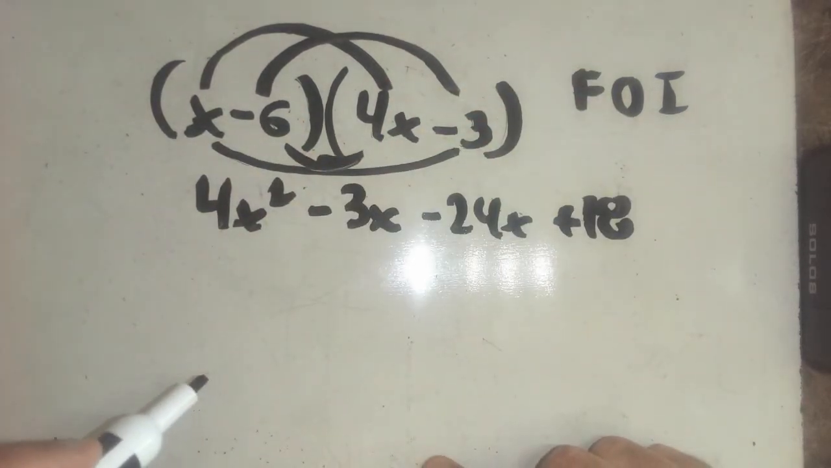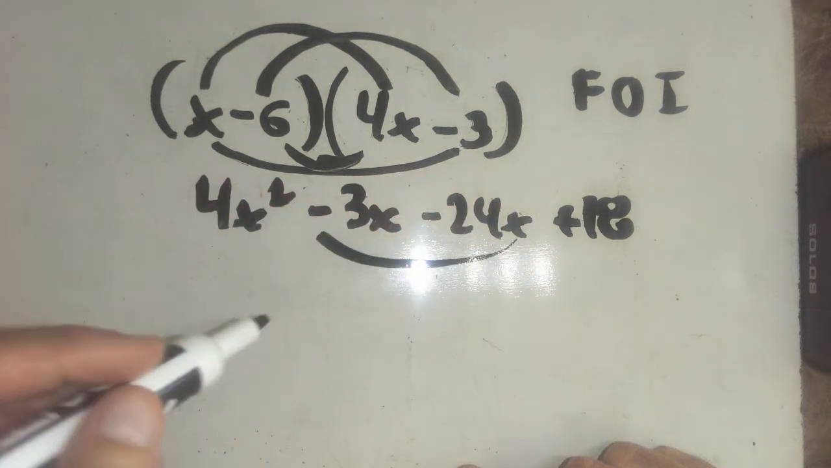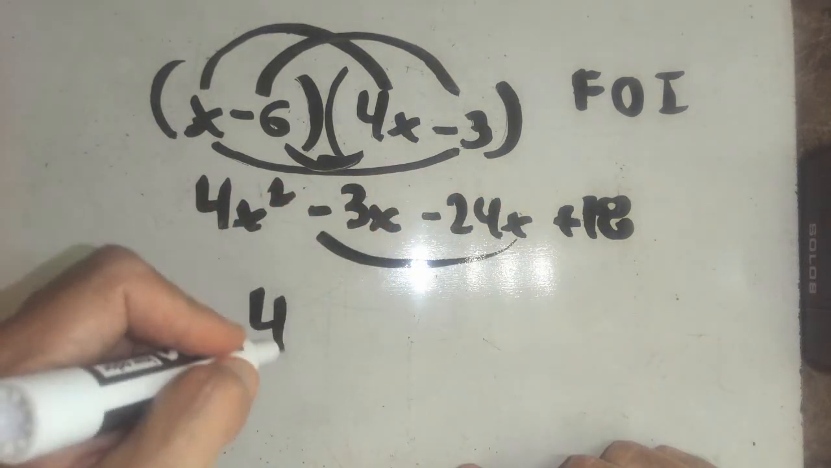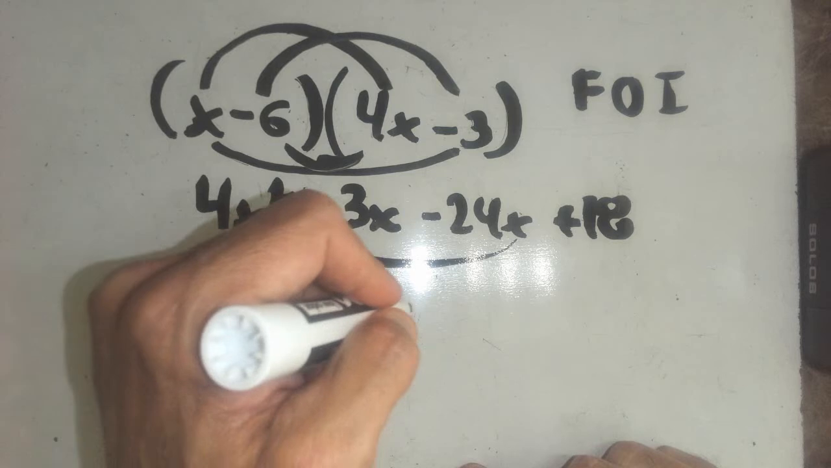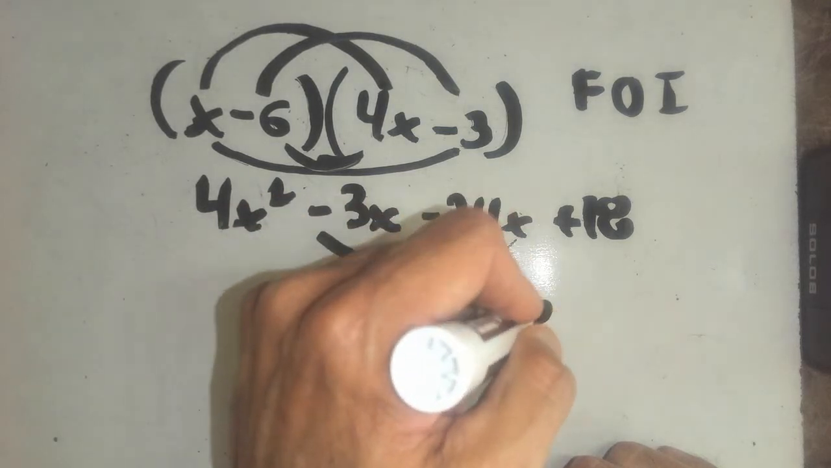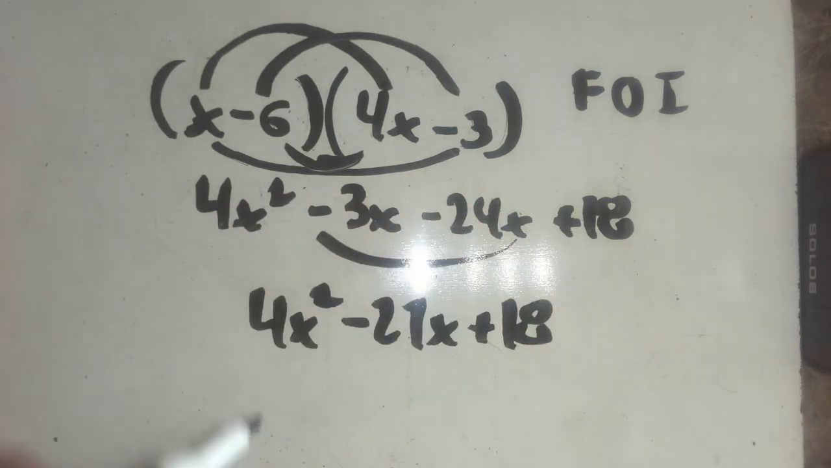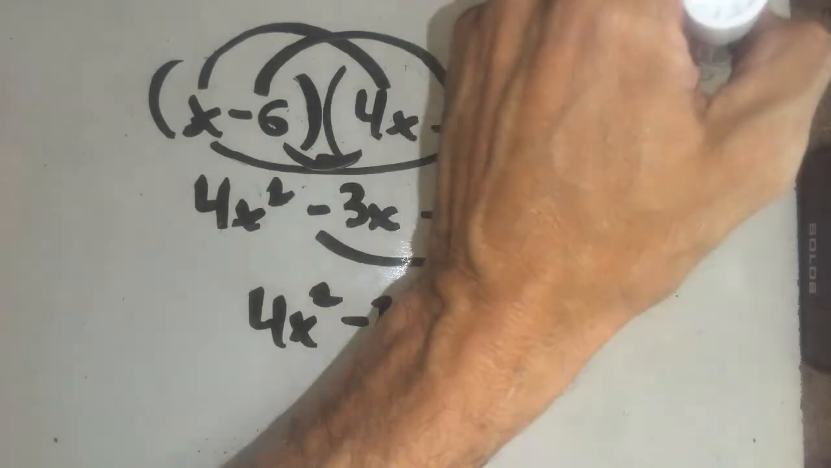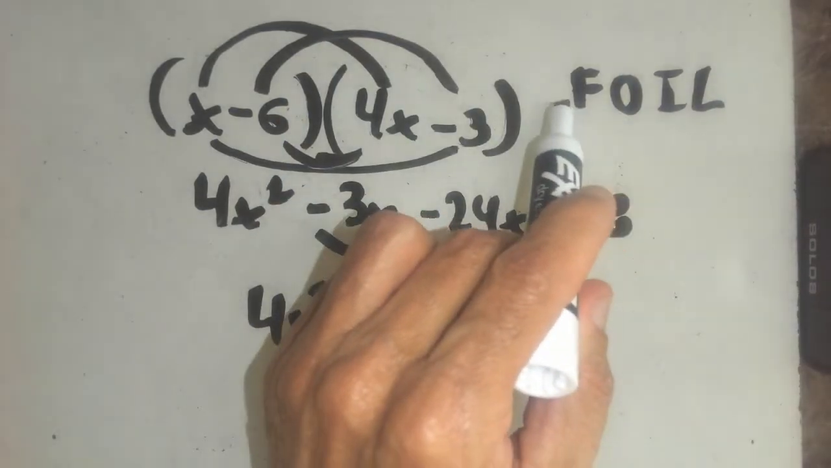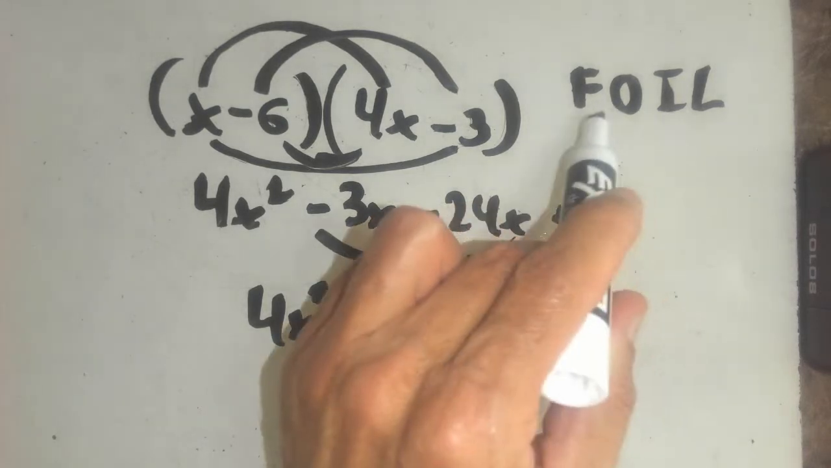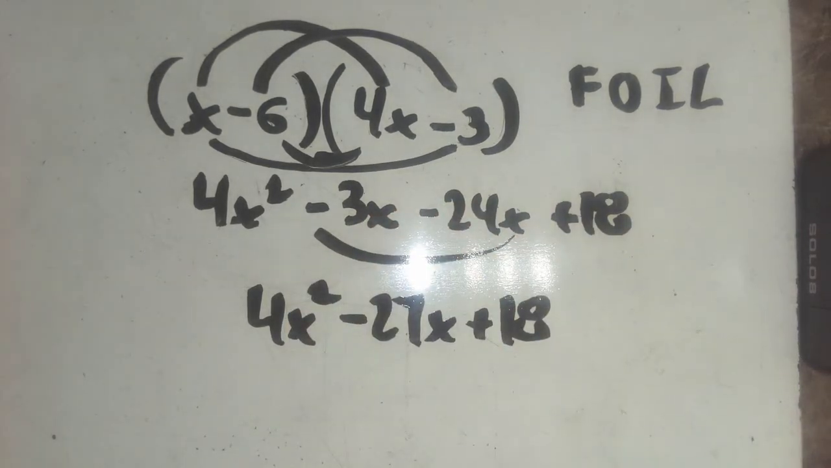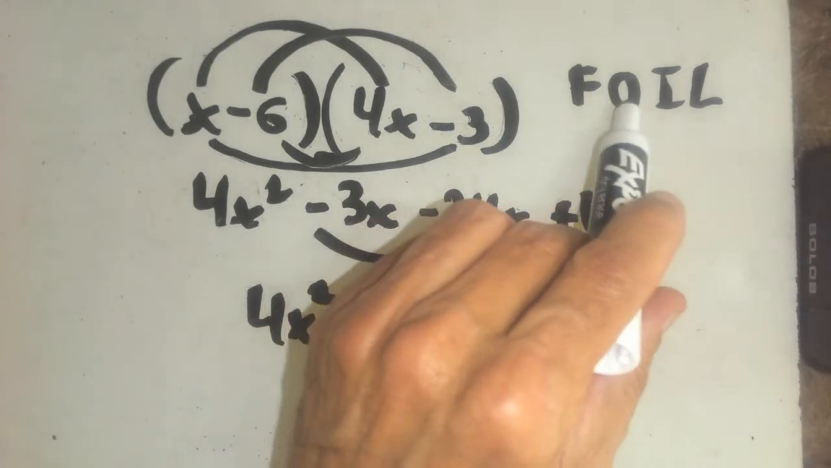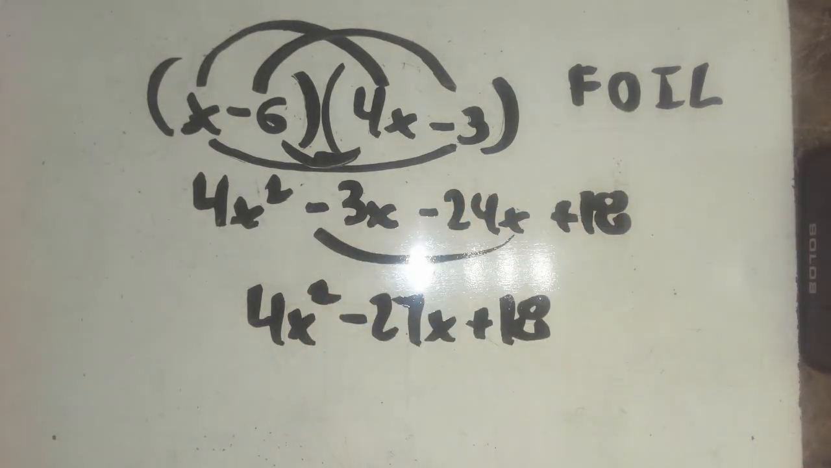And now, just like we did before, we're going to combine the middle terms. Those are usually your linears. I'm going to get 4x squared minus 27x plus 18, and we are done. 27, sorry. That's the last term. So FOIL is an acronym. First, outer, inner, last. Like Roy G. Biv, remember those? FOIL is another one. First, outer, inner, last, and we're done with this one.